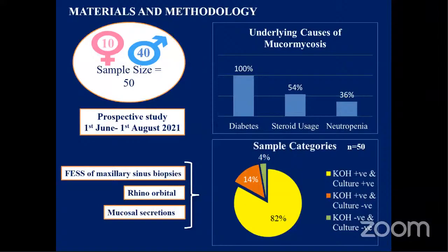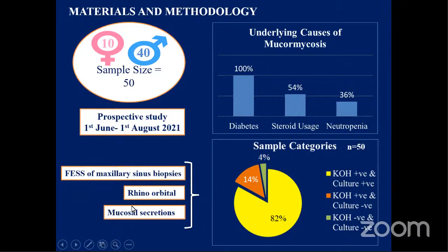My study is a prospective study done from 1st June to 1st August 2021. It consists of a sample size of 50, comprising 40 male and 10 female patients. The underlying causes of mucormycosis are diabetes, steroid usage, and neutropenia. Almost all the cases had diabetes, either a previous history of diabetes or de novo diabetes after COVID-19 infection. History of steroid usage was present in 54% of patients.